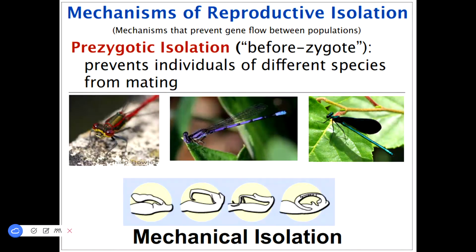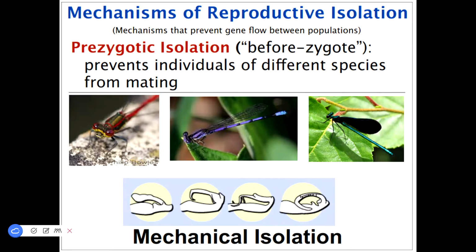And the last type of prezygotic isolation is mechanical isolation. So there's something wrong with the genitalia of the organisms that do not allow them to actually copulate or have sex. A really classic example are in these organisms, which are damselflies, related to dragonflies, and these are different structures of the male penises or copulatory organs of these damselflies.